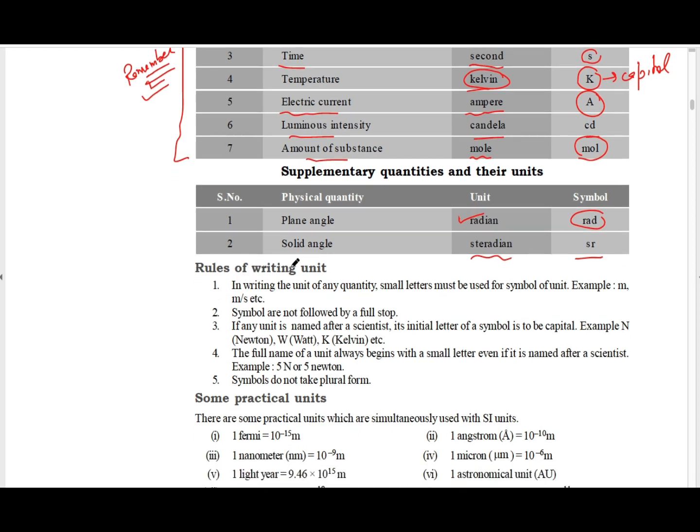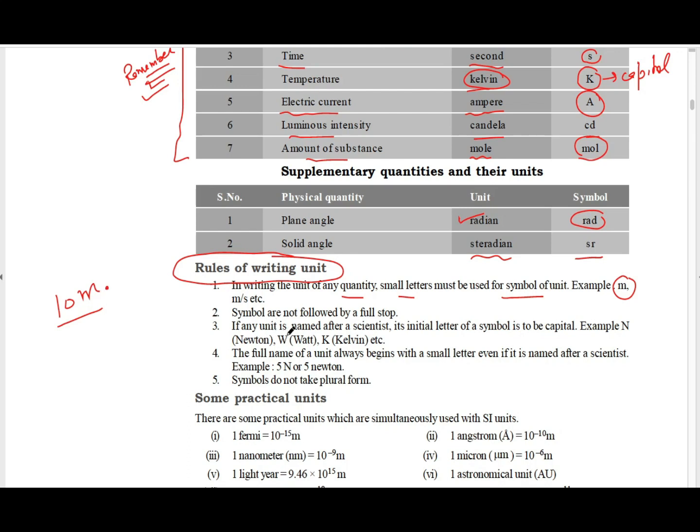So what are the basic rules while writing the unit or symbol of these physical or derived quantities? In writing the unit of any quantity, small letters must be used for symbols. So we always write the symbol of any unit in small letters. For example, we use m for meter, and m per second for meter per second, that is the unit of velocity. Symbols are not followed by any full stop. So while writing any units, we do not mark a full stop. For example, if I have a rod whose length is 10 meter, this is how I can write it, and I do not have to put a full stop after this.